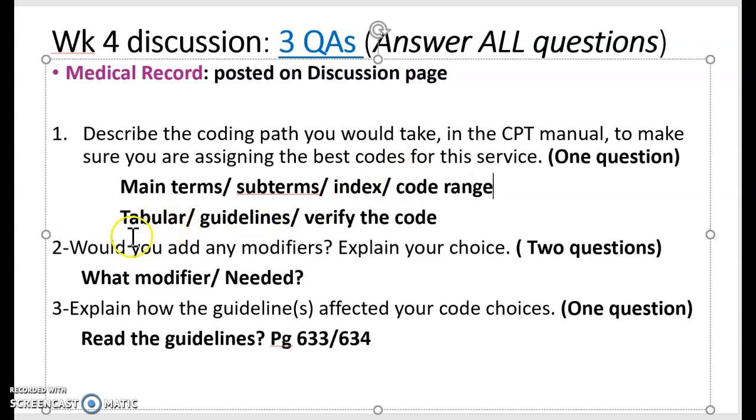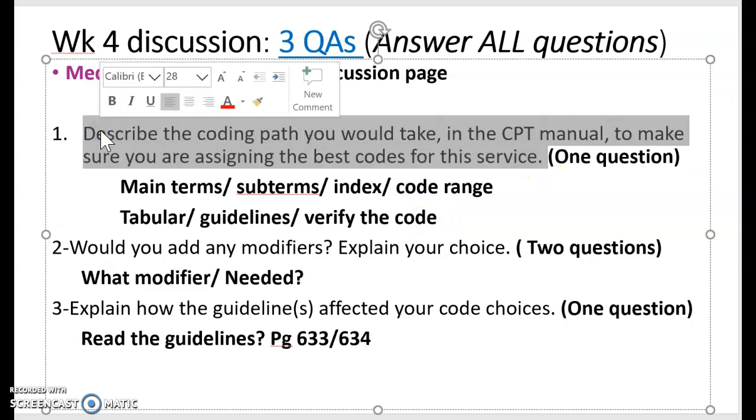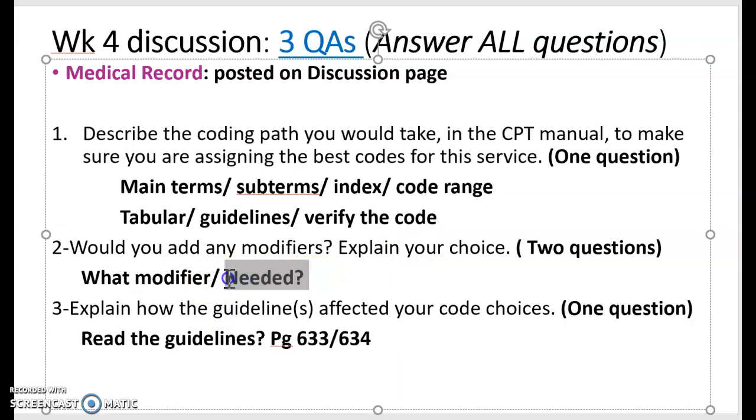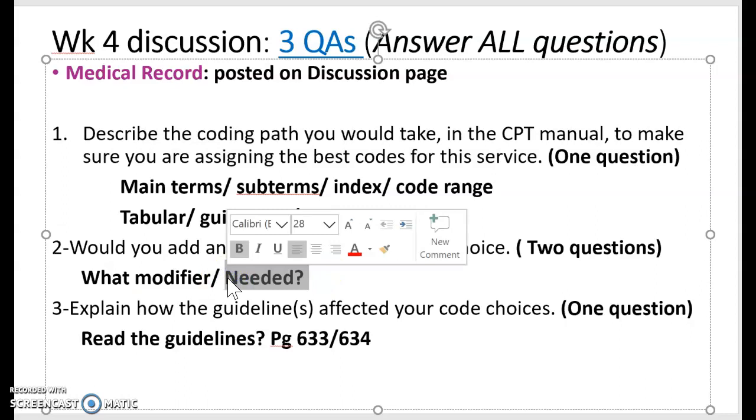And then how did you go to the tabular list, which is the front of the CPT book? What kind of guidelines did you read, and how did you verify that this is the correct code? You are giving me this information by reviewing the question well and answering each question according to what they're asking you. Question number 2, would you add any modifiers? Explain your choice. Do you need a modifier? Do you not need a modifier? If you do need a modifier, what modifier is it and why do we need it?